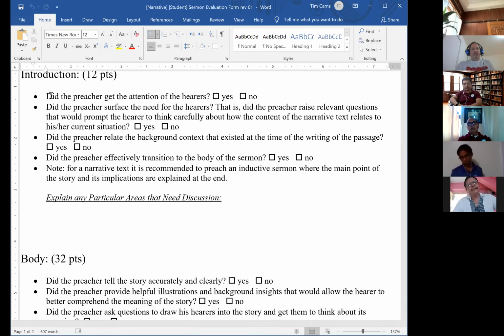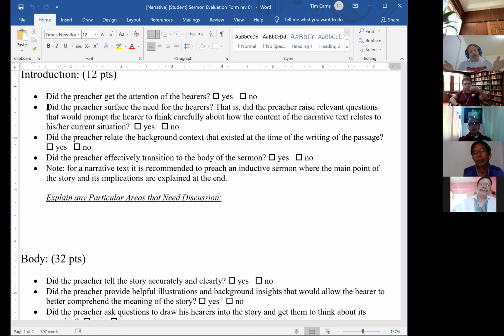All right? And then the second key part of that is to surface a need in the hearers. Are you addressing some need that is relevant to their lives? And that's where questions can be helpful, to draw them in, to identify what is important about the topic you're going to discuss today. Why should they listen to you?